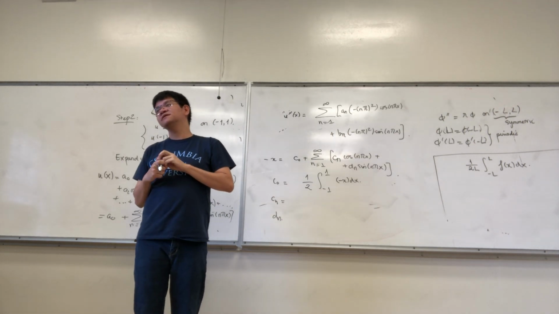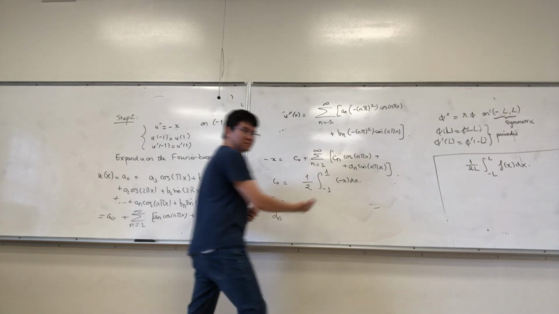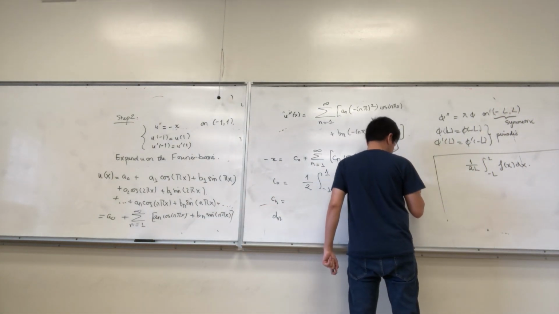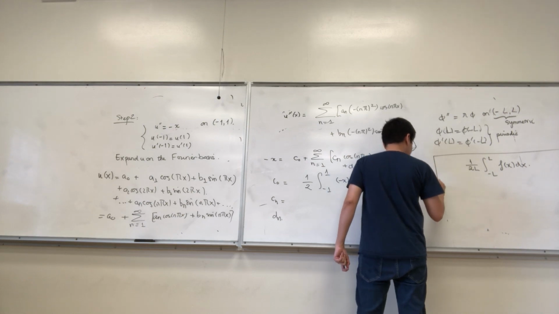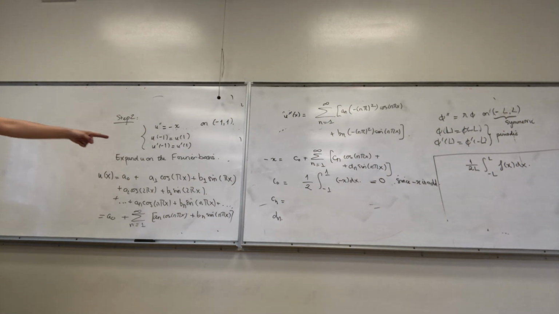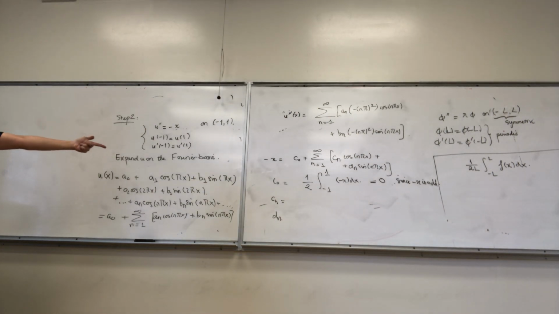It's an odd function. Because minus x is an odd function, so this has to be 0, since minus x is odd. All right? Now, at this step, what we do is we come back to the Fourier series lecture.